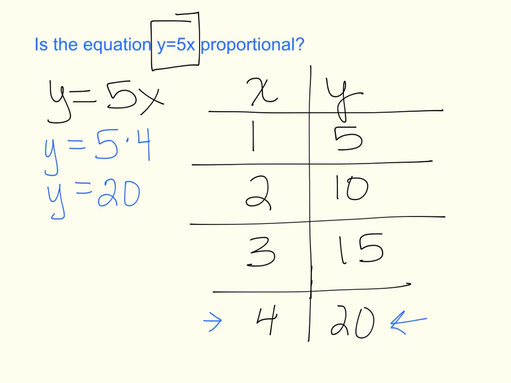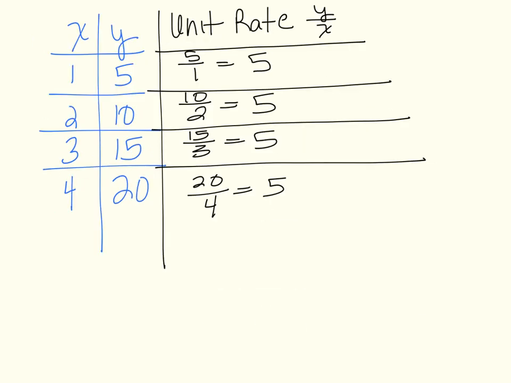So now we're going to test the table to see if it's proportional. So go ahead, pause the video, do that, and then check your answer. Okay, so here I found the unit rate of y divided by x, so I took the y divided by the x. So here it was 5 divided by 1 is 5. 10 divided by 2 is 5, 15 divided by 3 is 5, and 20 divided by 4 is 5.